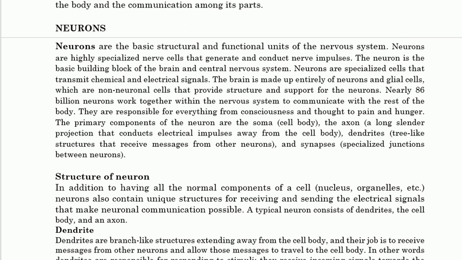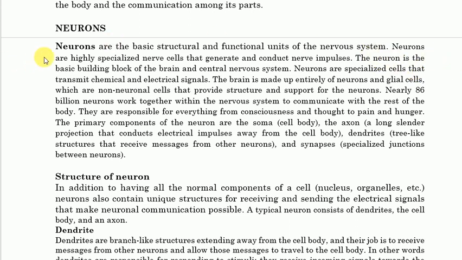Kwa hiyo hizi hapa ni structure and the function units of nervous system. Kama ambavyo tunasema kwamba a cell is the structure and the functional unit of the living organism, pia neurons ni structure and functional unit. Kwa hiyo nervous system is made up of neurons by means of structure and by means of function. So neurons ni very specialized, zina uwezo wa kugenerate pamoja na kuconduct. Na normally tunaenda kuona kwamba zile ambazo huwa zinachukua stimulus, mara nyingi huwa zinakuwa connected na zile cells ambazo zina generate which are receptors.